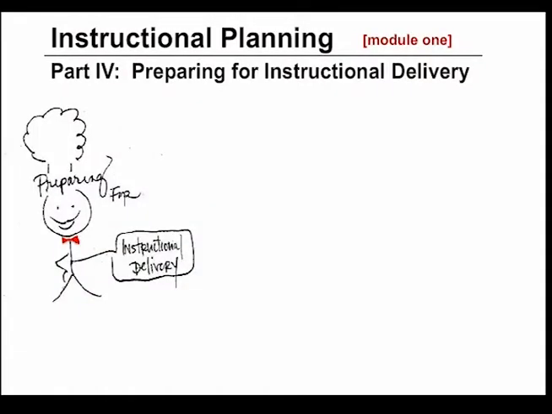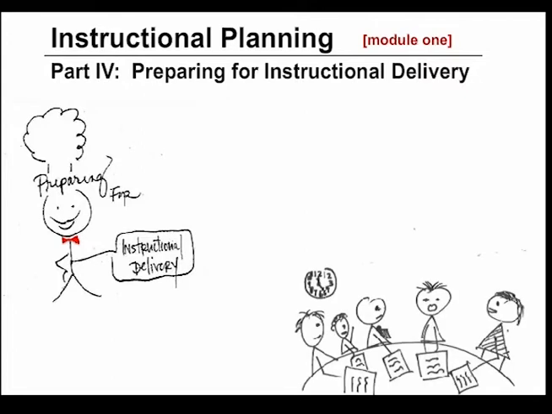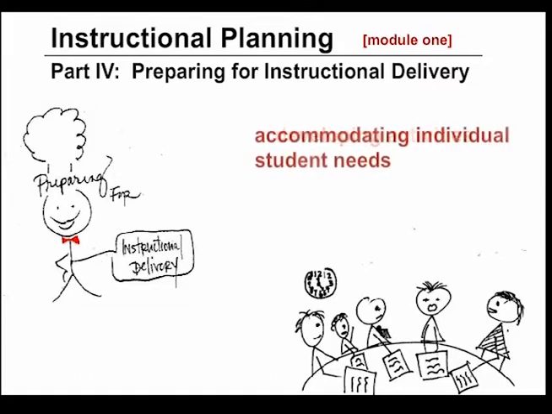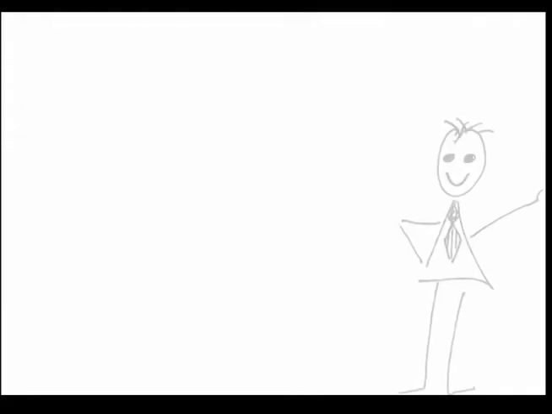Preparing for instructional delivery. The first 3 parts of this module focused on the work that is done in instructional teams, developing a detailed unit plan, aligning instruction with standards-based objectives, and developing activities to accommodate individual student learning needs. With few exceptions, the actual delivery of instruction is done by individual teachers. So in this part, Part 4, we'll move from the instructional team into the classroom. Ready? Let's begin with a little review.